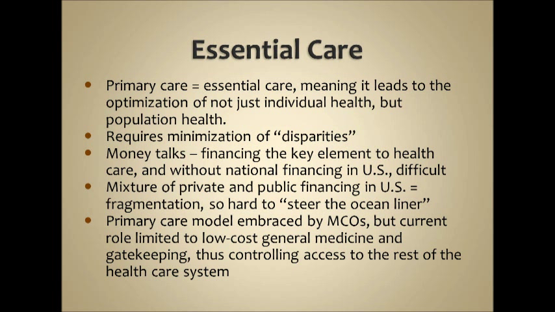The primary care model, embraced by MCOs, has this current role limiting it to low-cost general medicine and gatekeeping, right? So managed care organizations know what's going on. They know the same thing we do, that primary care is really good for them. It's good business. But they only have the clinicians they can work with as well. If they don't have that many general practitioners and they aren't going to pay them that much, then they aren't going to have that many on your health plan. And so now you're basically just standing in line to see them so that you can get to specialists. So right now, people don't really like it because it's controlling access to the rest of the healthcare system, and you have to stand in line a long time. Hence, we try to go around.